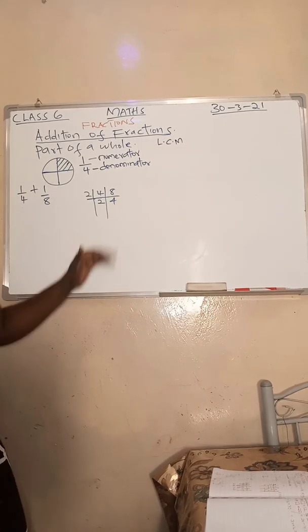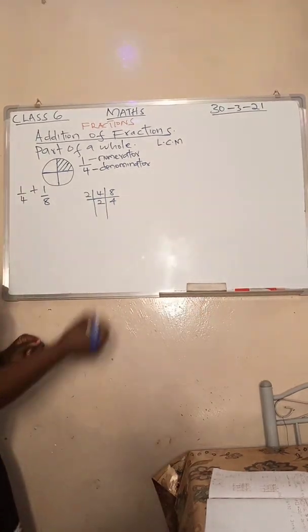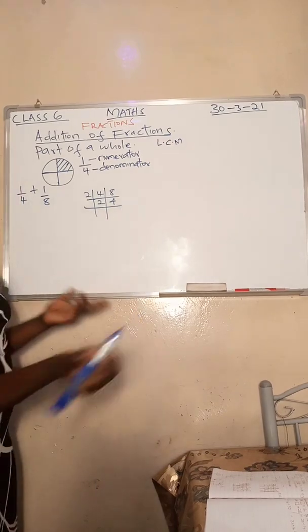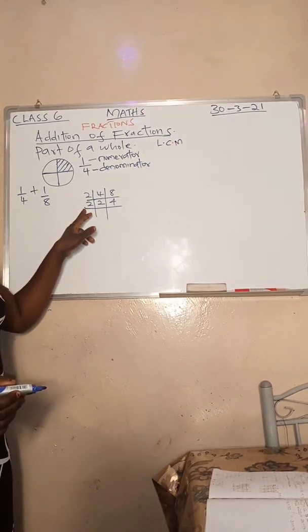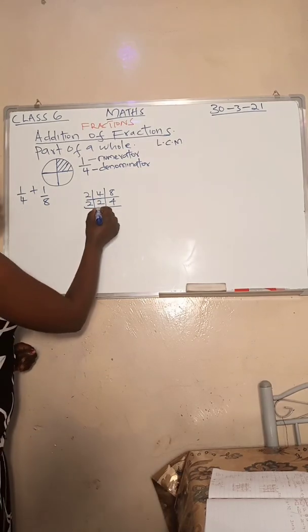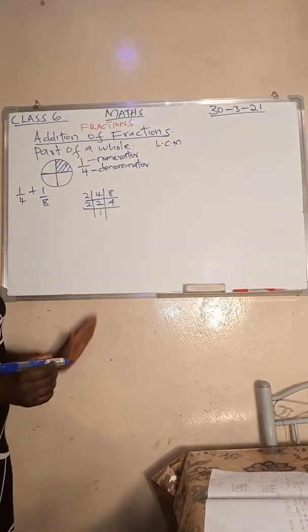So which is the next number that can divide 2 and 4? The next number, if you check, is also 2. So we go to the least number, that is 2. 2 will go into 2 how many times? That is 1. So we are through with this one.